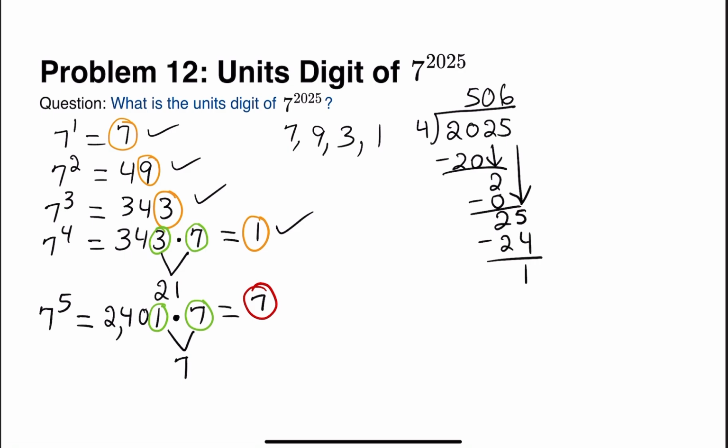Now, the remainder of 1 means position 1 in the cycle. Position 1 in this cycle is 7. So that means we can answer the question, what is the units digit of 7 raised to the 2025th power? It is 7. And final answer.